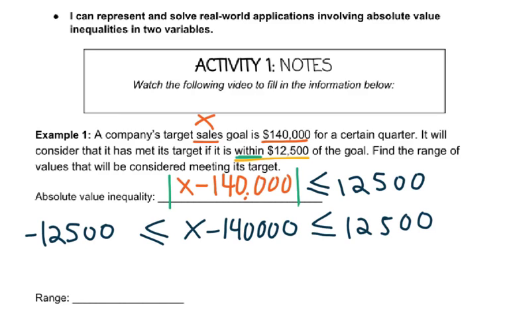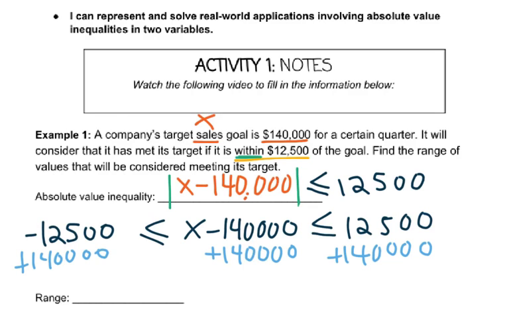And so then, once we've set it up like this, all you're doing is solving to get the x alone. I need to get rid of this minus 140,000, so I'm going to add that there, but then I've got to add it over here as well, and then over here. And so that cancels, and I'm left with x. I'm running out of space, but this is going to be my solution anyway, so that's okay.